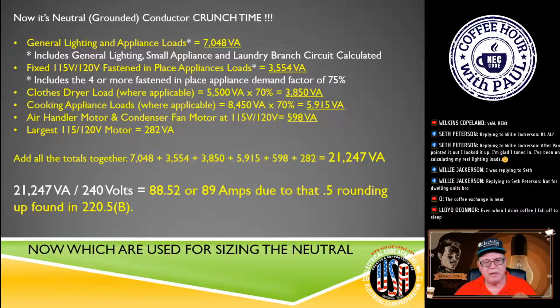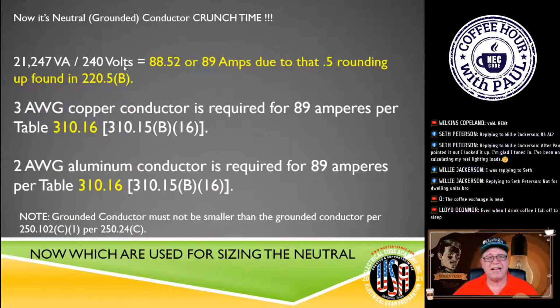All right. And we're going to take that, divide that by 240, and that is 88.52 or 89 amps. Okay, so due to the 0.5, we're going to round that to 89 amps. So in sizing, we do that. We had 89 amps, so we're going to go to 310.16 and find a conductor that is good for 89 amps. Right? In this case, it would be a 3-gauge copper, or if you're dealing in aluminum, it'd be a 2-gauge aluminum. It's good for 89 amps.